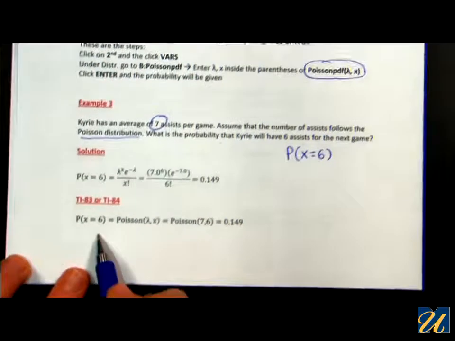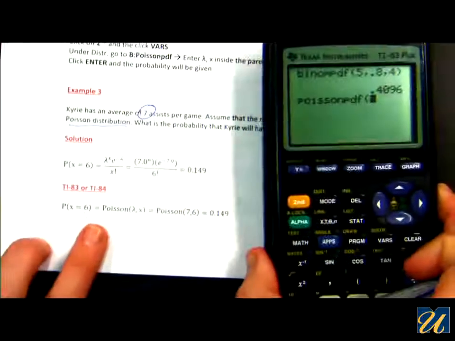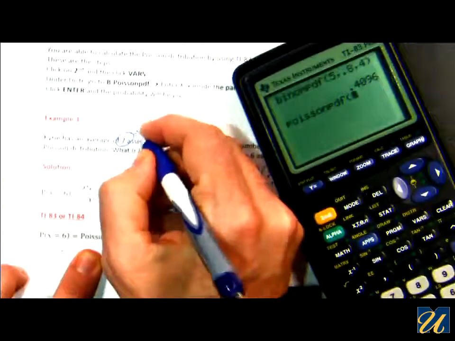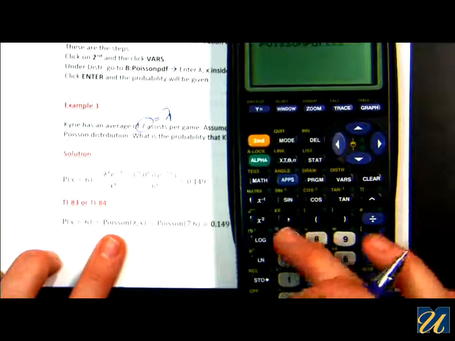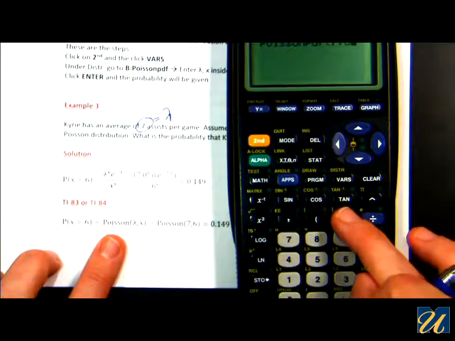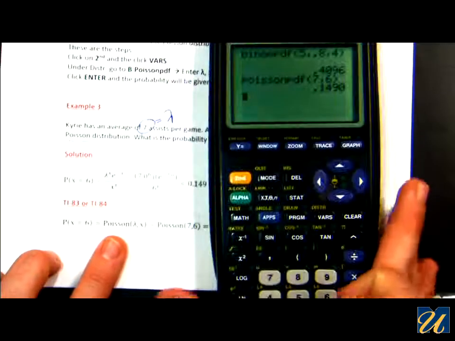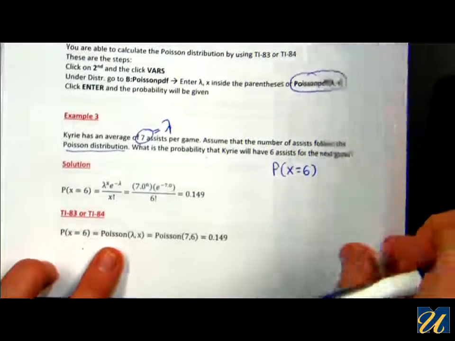Now, using the graphing calculator, you will go second vars, B, Poisson PDF, lambda, this is your mu, your average, 7, 6, which is your x, enter, 0.1490. So this will be the probability.